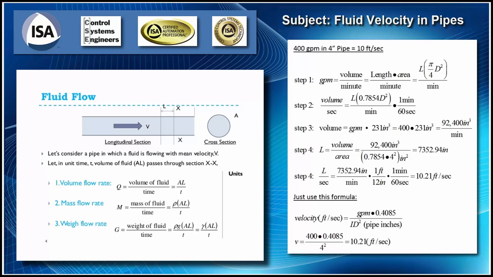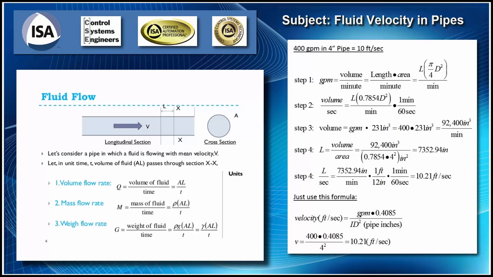Okay, step 4 is length equals volume divided by area. So if we divide our volume by area, we'll get our length. So we'll take 92,400 cubic inches and divide that by our area, 0.7854 times the 4-inch diameter squared, which gives us 7,352.94 inches in length.